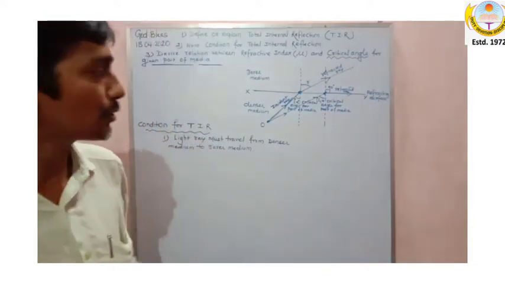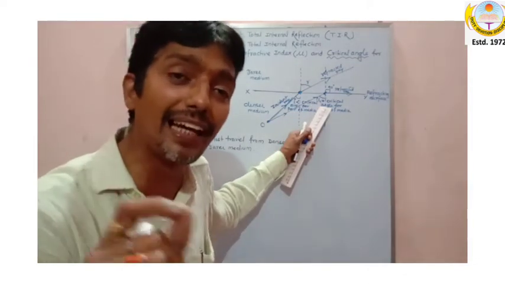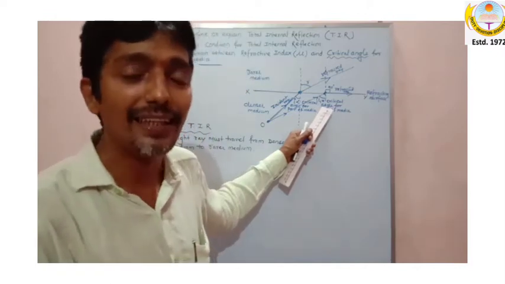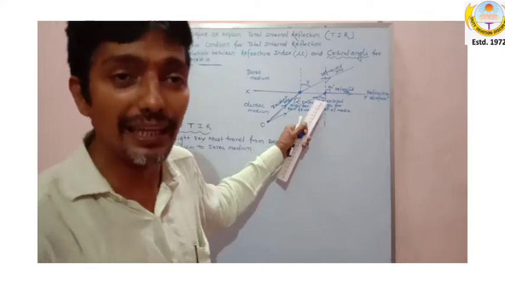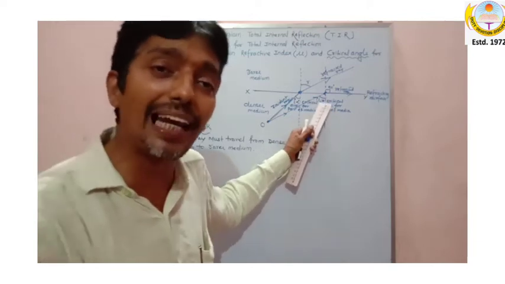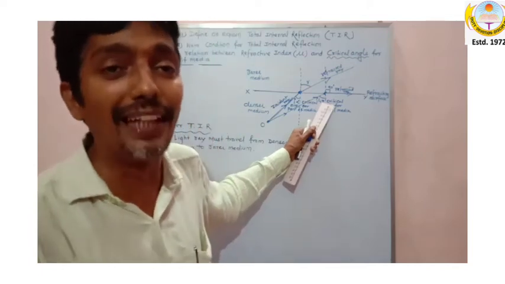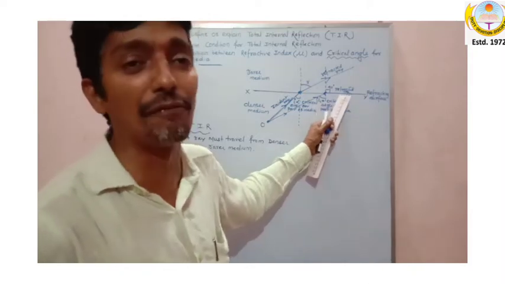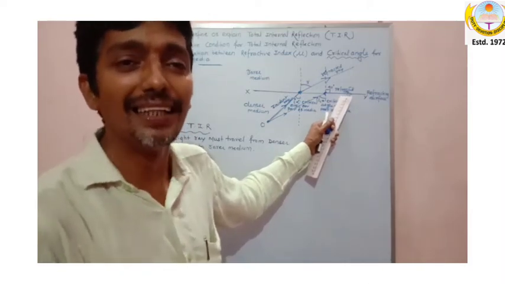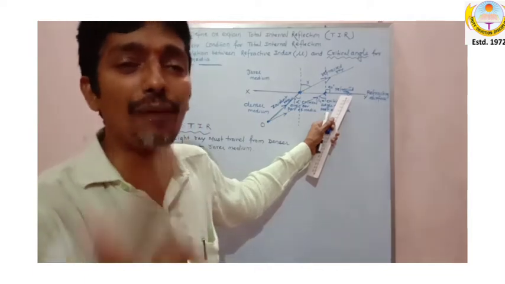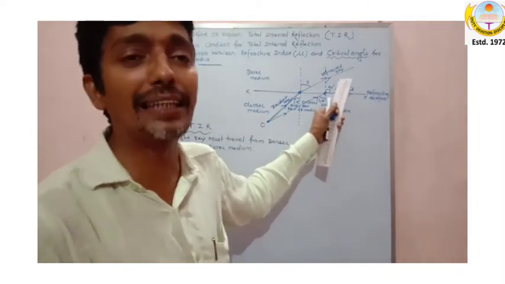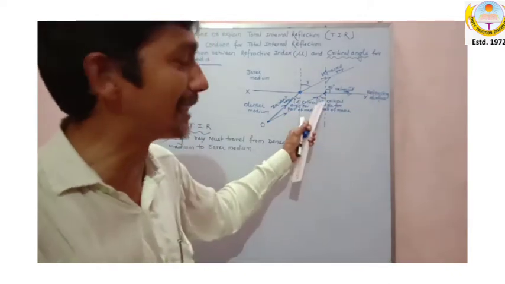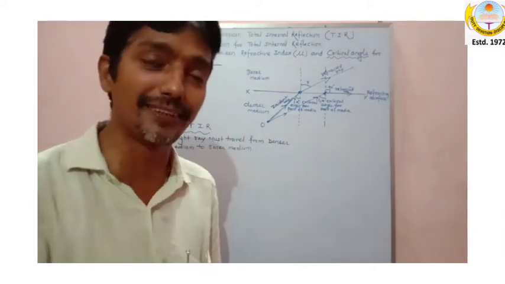This time this incident angle which you can see here is called the critical angle of incidence. So which angle of incidence is called the critical angle of incidence? The angle of incidence in the denser medium becomes the critical angle of incidence when the angle of refraction, or when the refracted ray makes 90 degrees in the rarer medium. Then that angle of incidence becomes the critical angle of incidence.